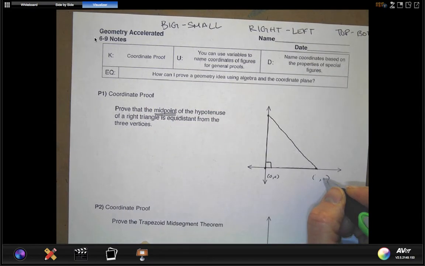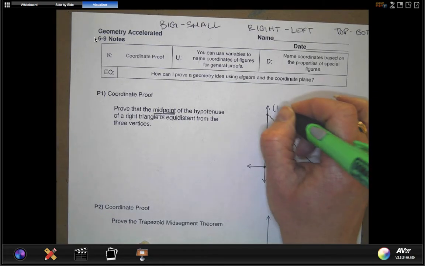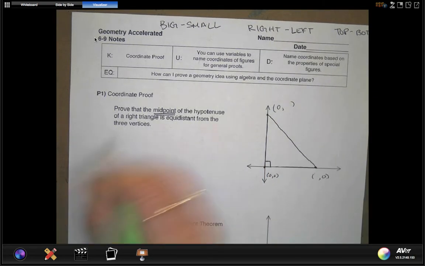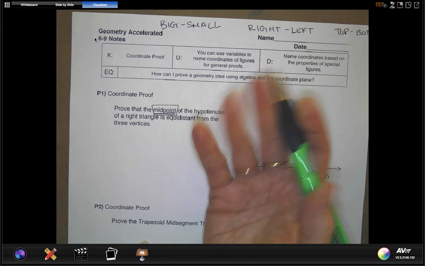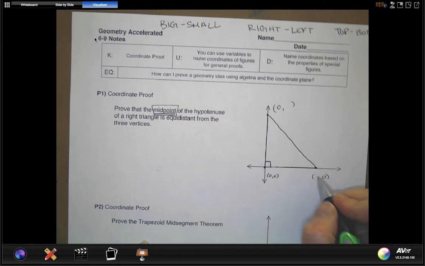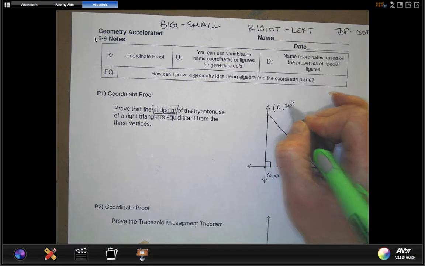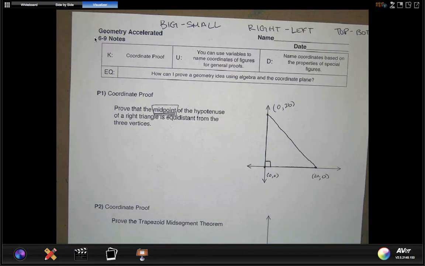I know the y coordinate is going to be 0. Likewise up here, I know the x coordinate is going to be 0. If I'm using the midpoint formula, remember I have to divide by 2, so it's a lot easier just to make this 2a, and I'll make this 2b. Yes, you could use a and b, but again, in that midpoint formula you're going to divide by 2, so why not just make your life easier and do 2a and 2b.